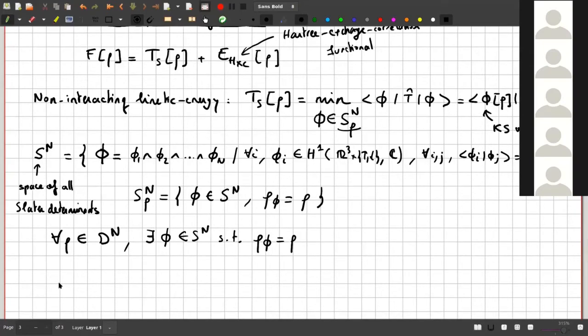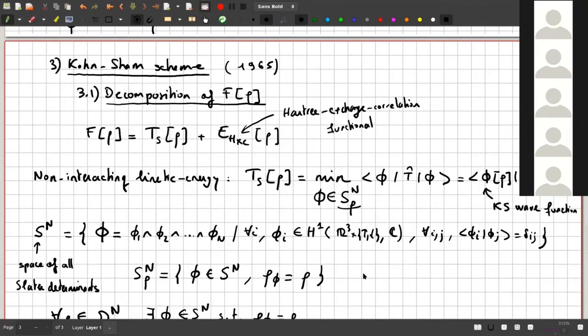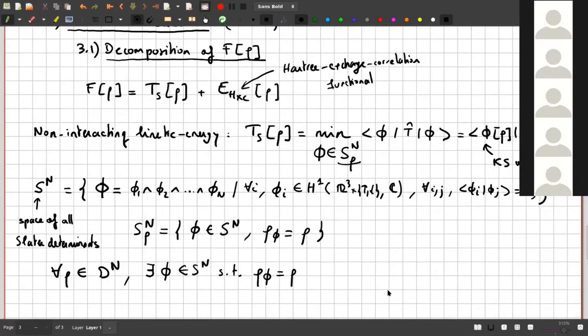Okay, so let's continue now with this decomposition. You see, the idea is that since the kinetic energy part of F is difficult to approximate in practice, the idea of Kohn-Sham is to do this decomposition and to express a big part of the kinetic energy in this way, using explicitly a wave function, a single determinant. And we are not going to make any approximation on Ts. We are going to use exactly this expression, and we are going to use approximation only for the remaining part, the Hartree exchange correlation part. Okay, so let's see how it works.